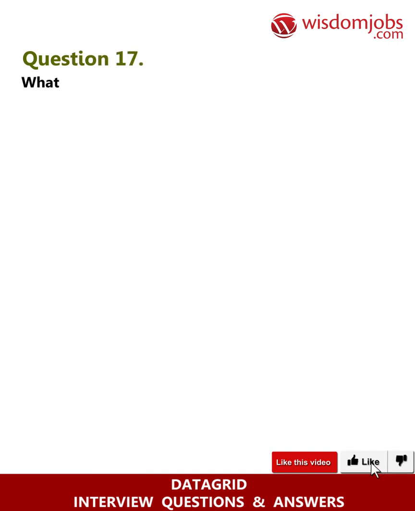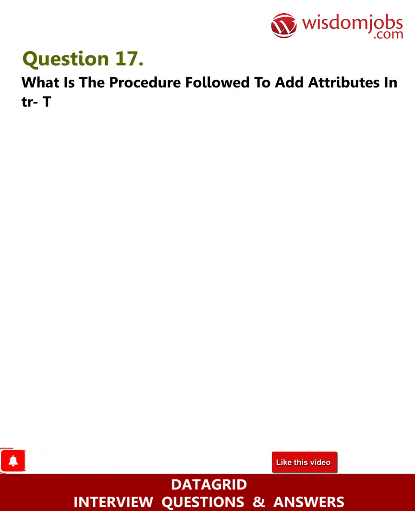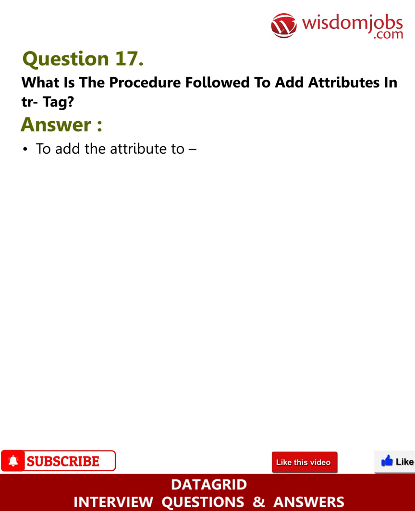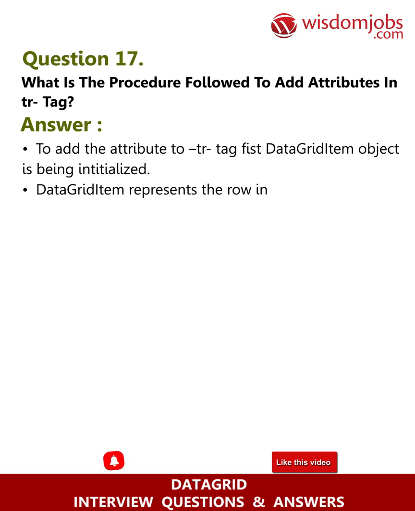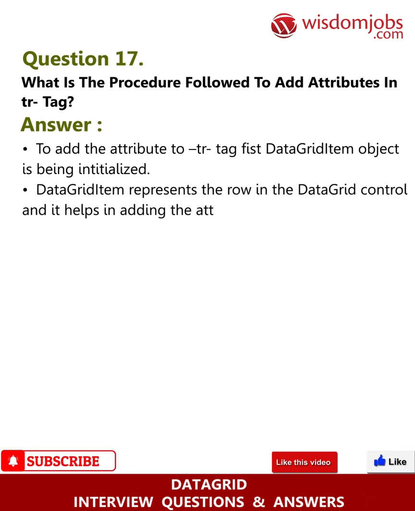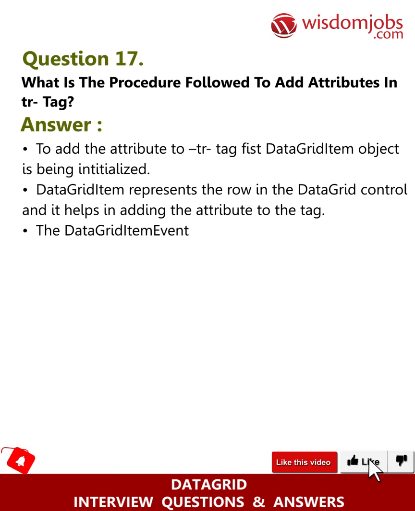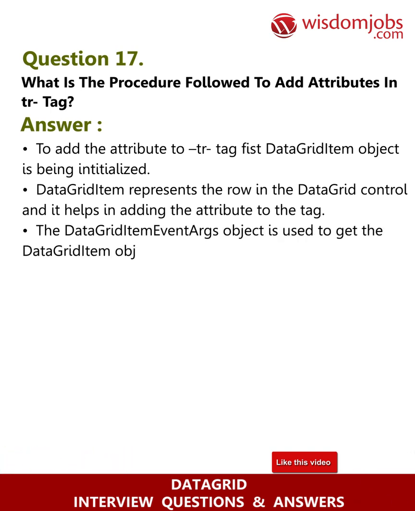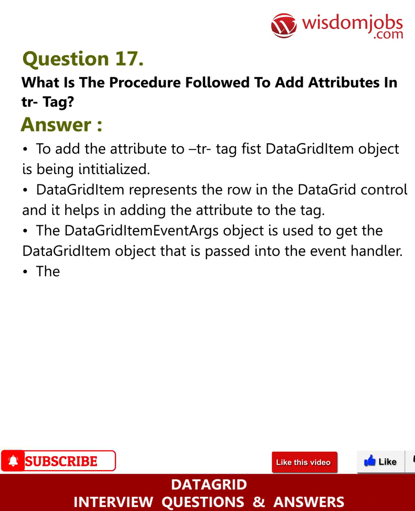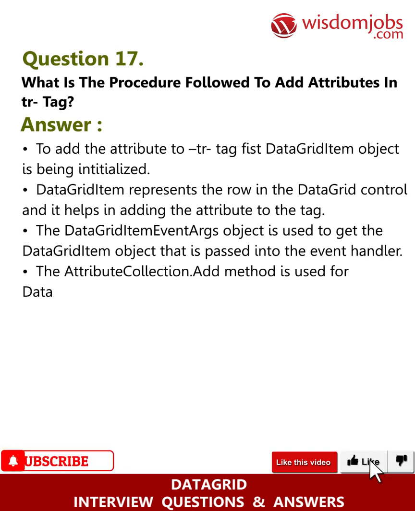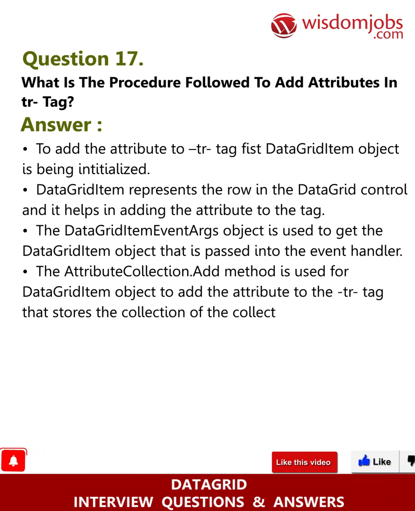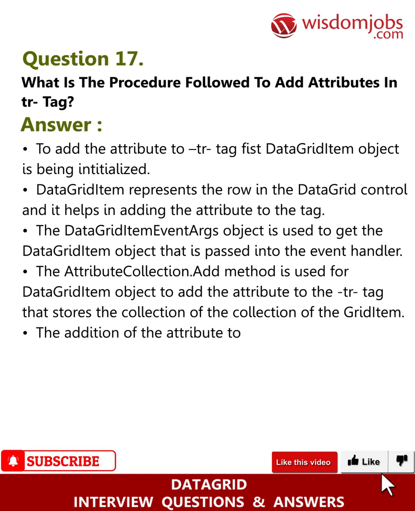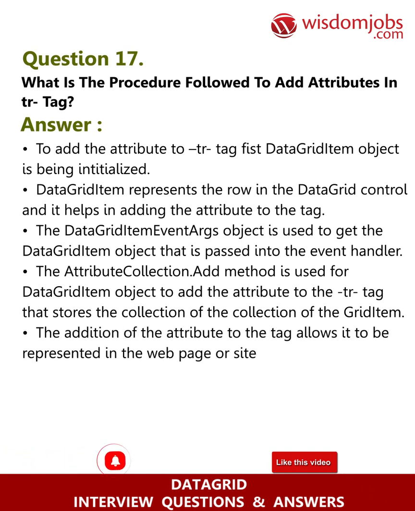Question 17. What is the procedure followed to add attributes in tr tag? Answer. To add the attribute to tr tag, first DataGrid item object is being initialized. DataGrid item represents the row in the DataGrid control and it helps in adding the attribute to the tag. The DataGridItemEventArgs object is used to get the DataGrid item object that is passed into the event handler. The Attributes.Add method is used for DataGrid item object to add the attribute to the tr tag that stores the collection of the grid item. The addition of the attribute to the tag allows it to be represented in the web page or site according to the requirements.